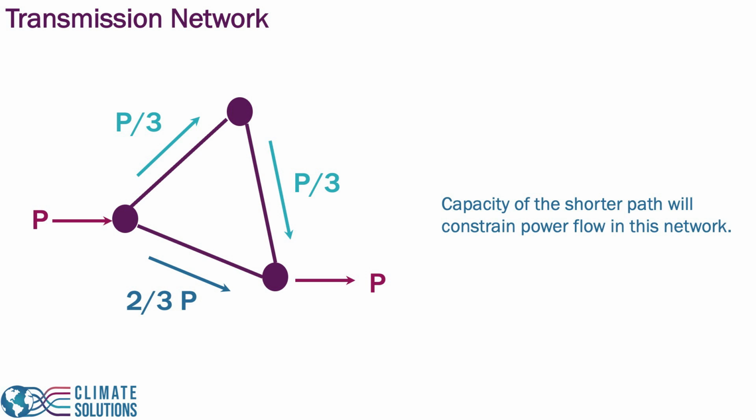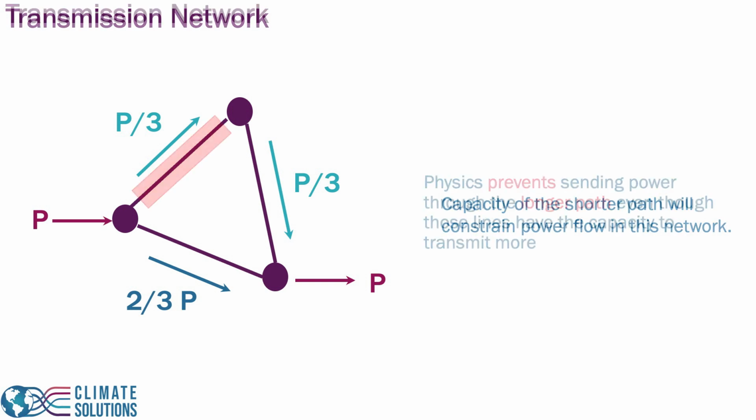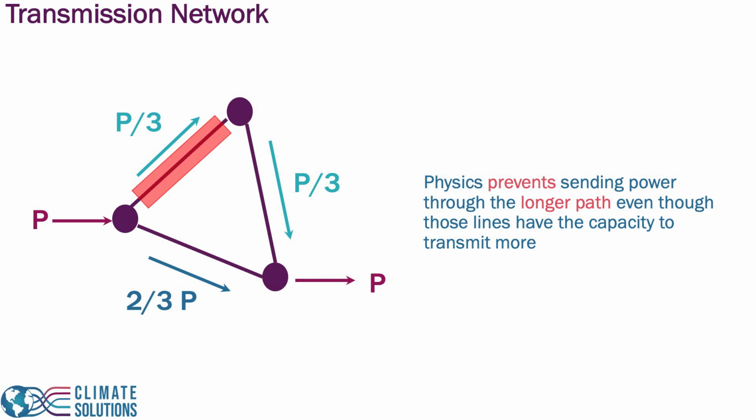And notice that we could potentially send more power through the longer path because it only carries 1/3 of the power. So even if the bottom line was congested, we could still send more power, but we are unable to do that because the physics of the power flow stops us. Managing transmission congestion and deciding where to add transmission capacity is typically a very complex process.